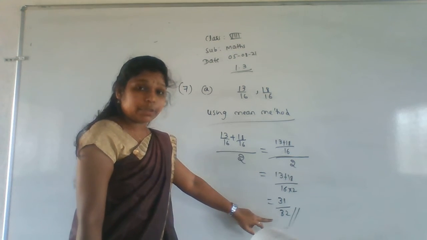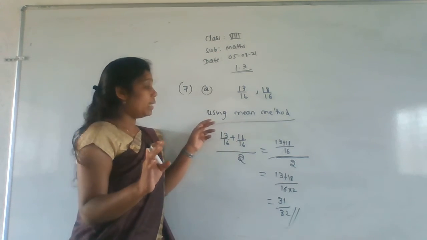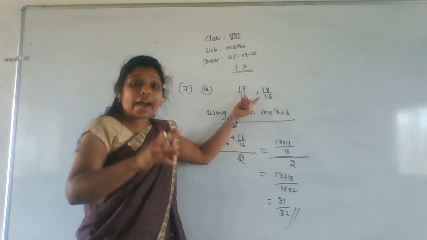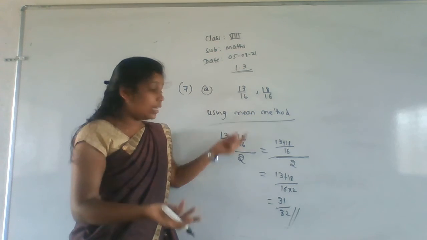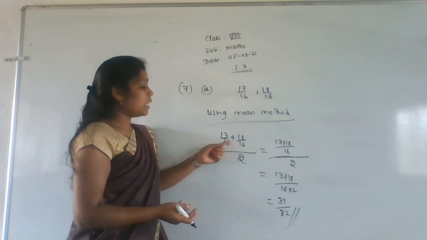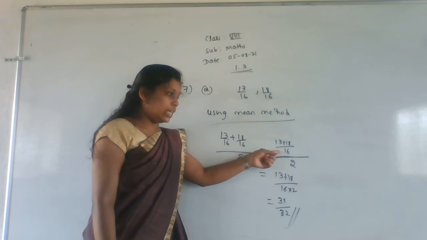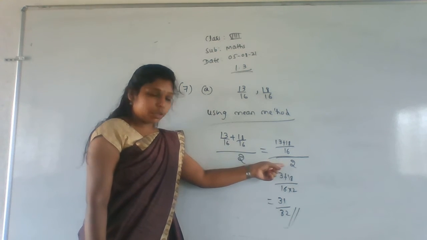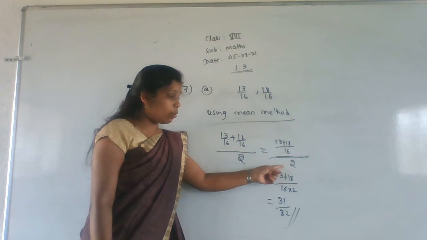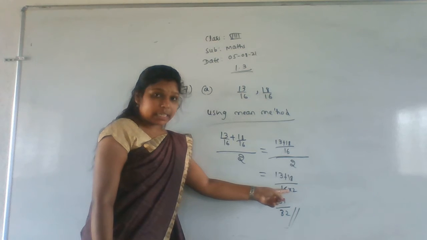31 by 32. Whenever they say to use the mean method, it means we have to add the two numbers they have given and divide by 2. So I am adding those two numbers, that is 13 by 16 plus 18 by 16, which is equal to 13 plus 18 divided by 16, divided by 2. So 16 is already in the denominator, that will go to the denominator only. So that will be 13 plus 18 divided by 16 into 2.